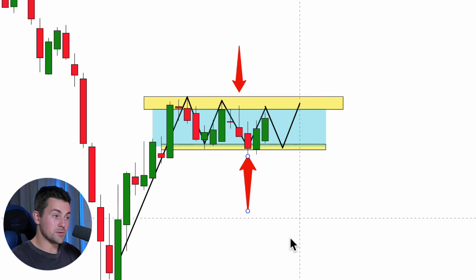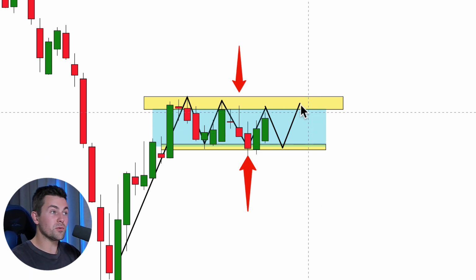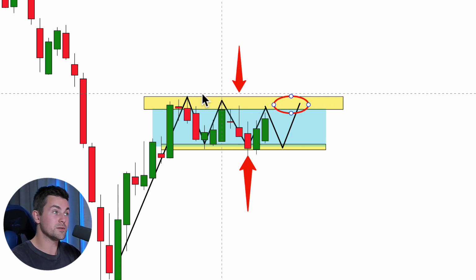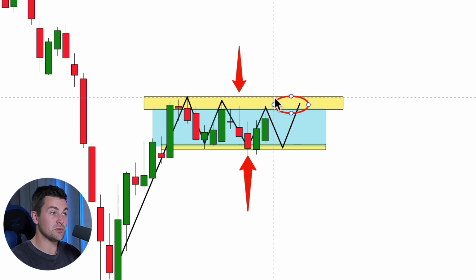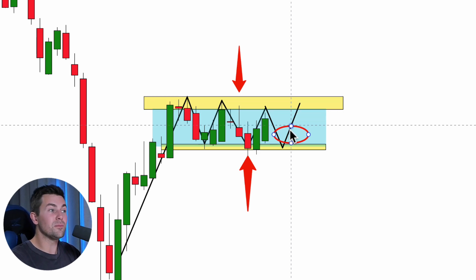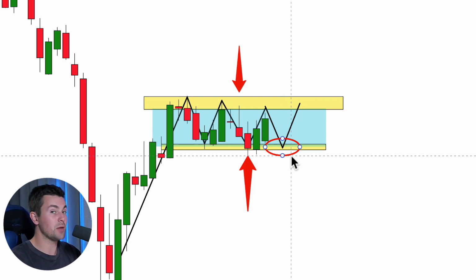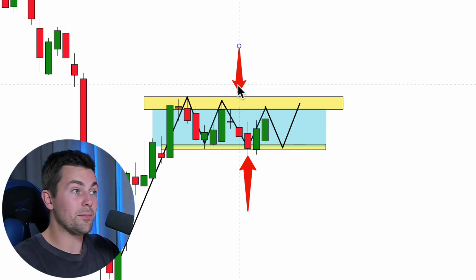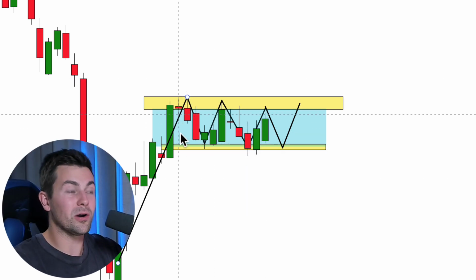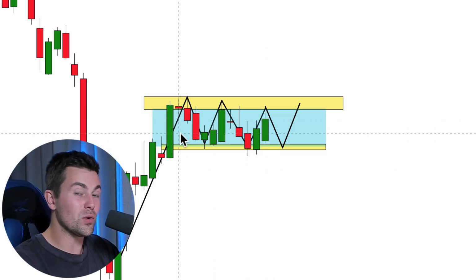For that reason, the resistance of the range and the support of the range will provide the trading opportunities for you. The resistance of the range will be the area from where you can look for shorting the market with the stop loss lying above the highs of the range, and the support of the range will be the area from where you can look for buying the market with the stop loss lying below the support of the range.